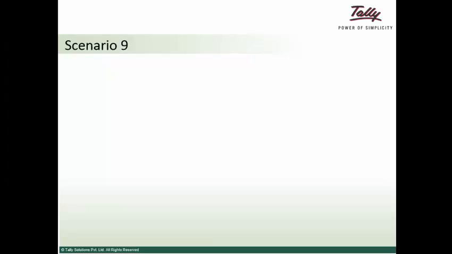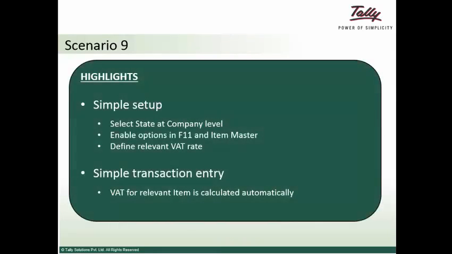Time for a quick recap. So we saw how simple it was to enable VAT for the two states. Based on the state specified at the company level, appropriate options are displayed in F11 features and in relevant masters. All we need to do is enable the options, define the applicable rates and pass transactions to see VAT getting appropriately calculated. Isn't that simple?